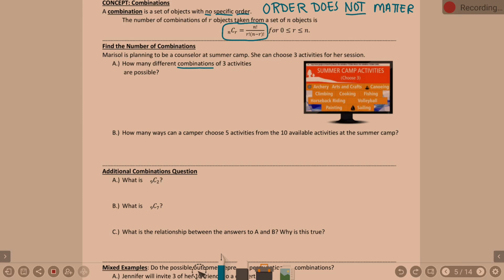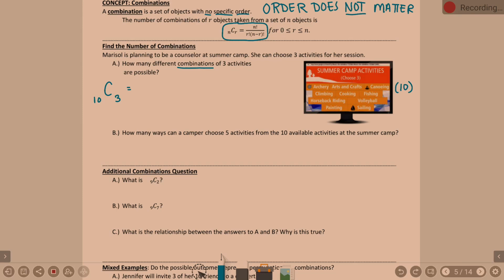Now, how many different combinations of 3 activities are possible? How many is she picking from? If you count up, 1, 2, 3, 4, 5, 6, 7, 8, 9, 10. There are 10 activities if you haven't counted. And how many is she trying to pick? 3. So officially, this is 10C3. It's the combination of 10 items picked 3 at a time.